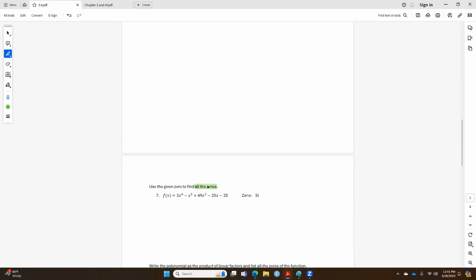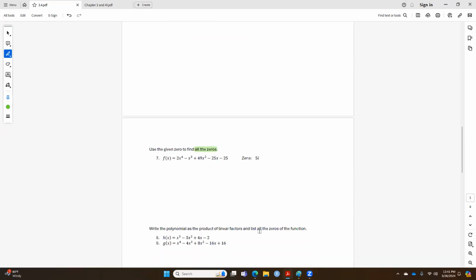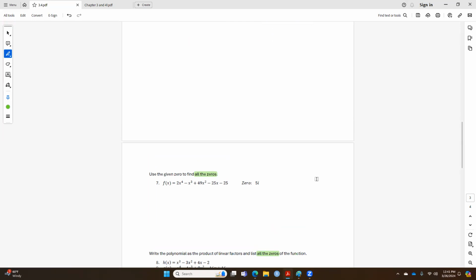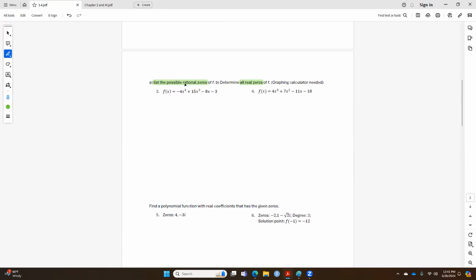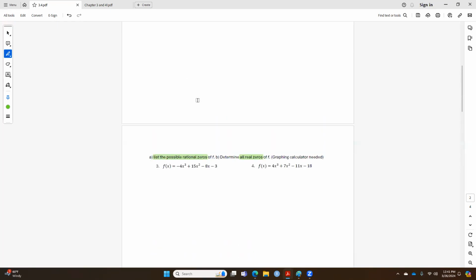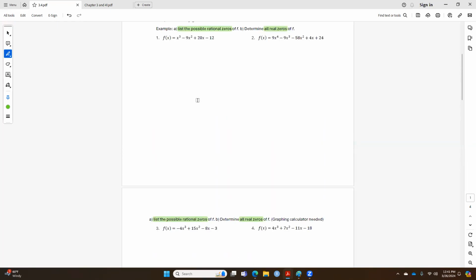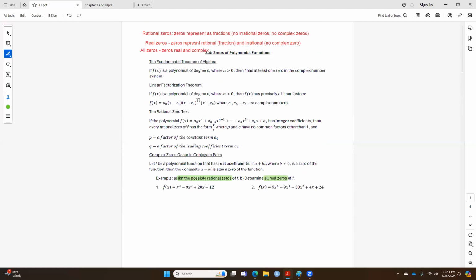So make sure you know this, because the last question also asks you for all zeros. Make sure you understand this. Very, very important, especially in the homework and in the test. Sometimes I ask for all zeros, sometimes I ask for real zeros, and sometimes I ask for rational zeros. And these three types of zeros are very different. So those are the types of zeros we have. Make sure you understand that.